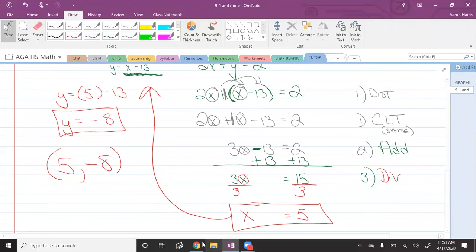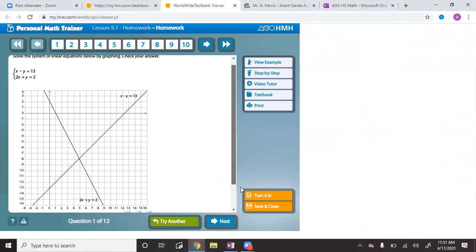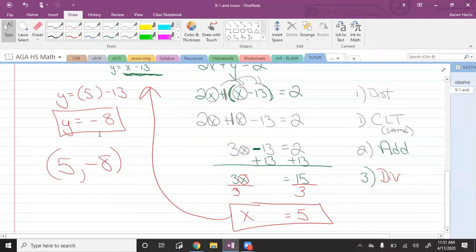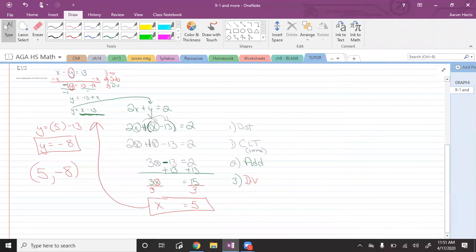We did. Oh yeah, we did. That's what we said, right? We said 5, negative 8. Well, we used substitution, and guess what? We got the same answer. 5, negative 8. Does that make sense? Yes. Now watch that. This is substitution. Okay? I'm going to do elimination.